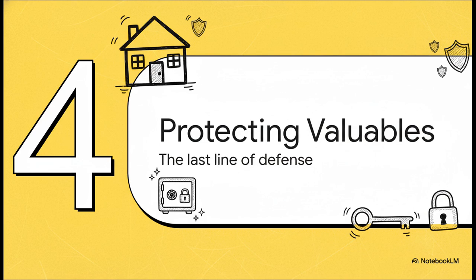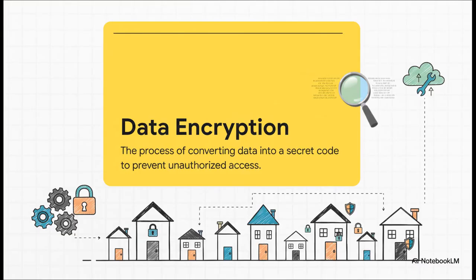All right, let's imagine the worst has happened. An intruder somehow got past our locks, they bypassed our alarms. What happens then? Well, we need one last line of defense to protect our most valuable assets, the data itself. This is all about protecting the valuables inside the house. And that last line of defense is encryption. It's simply the process of scrambling your data into a secret code that nobody can read without the key.